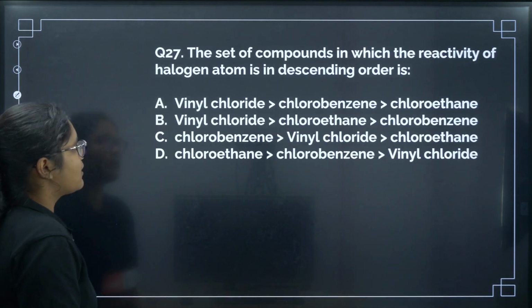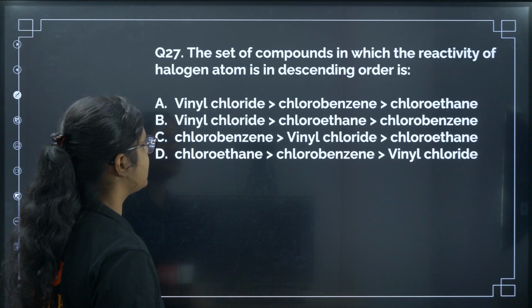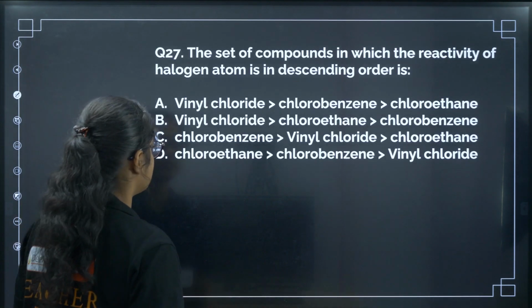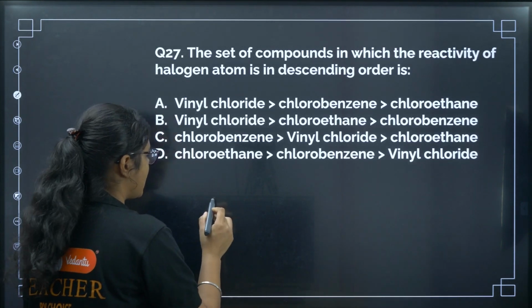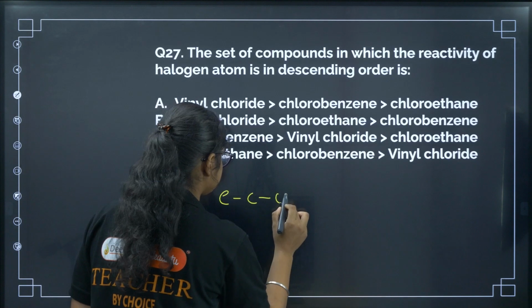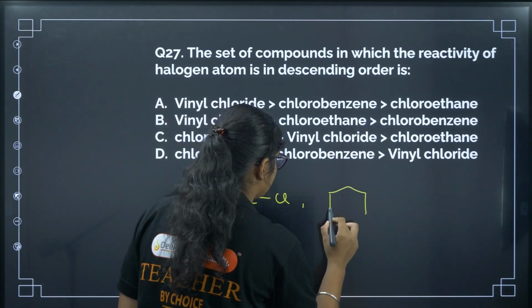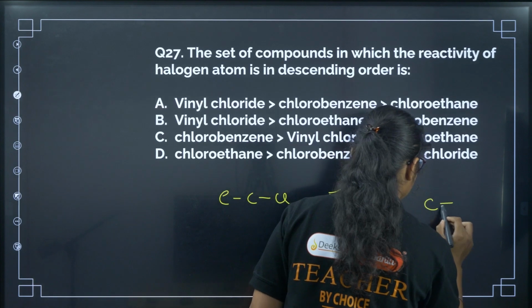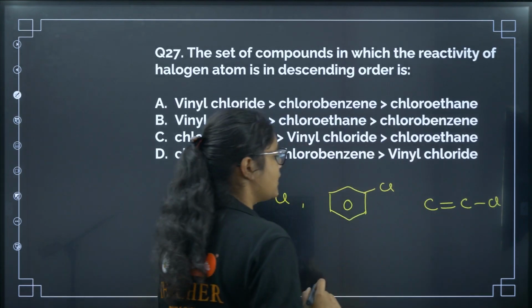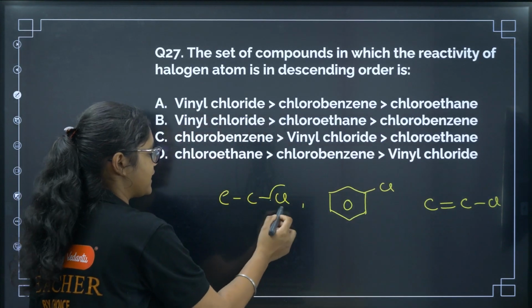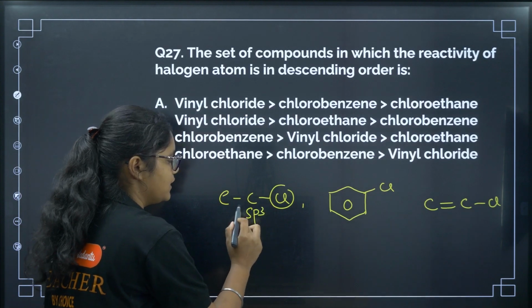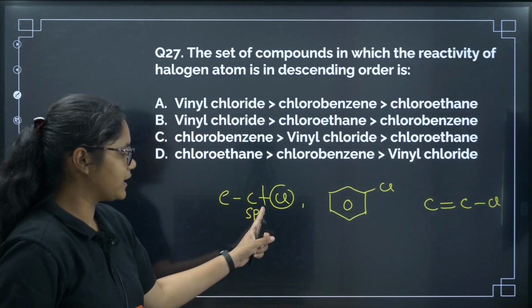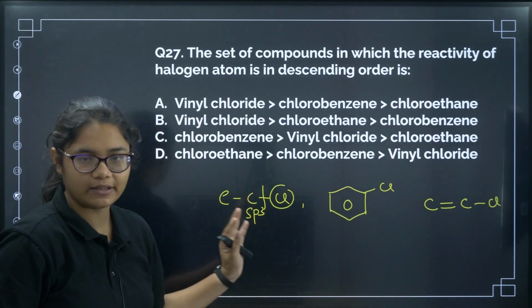Now next, the set of compounds in which the reactivity of halogen atom is in decreasing order is. So first of all, we have chloroethane. Next we have chlorobenzene. And then we have vinyl chloride. Now if you see here, the chlorine is attached to the sp3 carbon, right? So here, that is why this bond can easily break, and this one will be highly reactive.